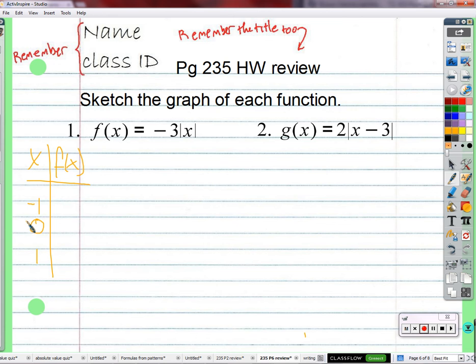Clint? What's the difference between f of x and g of x again? They're just different names. Like, your name's Clint. Your name's Mr. Stewart. And so now we know who we are.